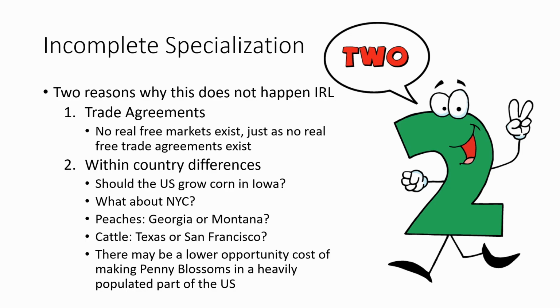Texas than San Francisco. There may be a lower opportunity cost of making penny blossoms in a heavily populated part of the United States than there is in a lower populated part of the United States. So we wouldn't specialize just in cars. We might have some people making penny blossoms where it's a lower opportunity cost for them to make penny blossoms than for them to make cars.